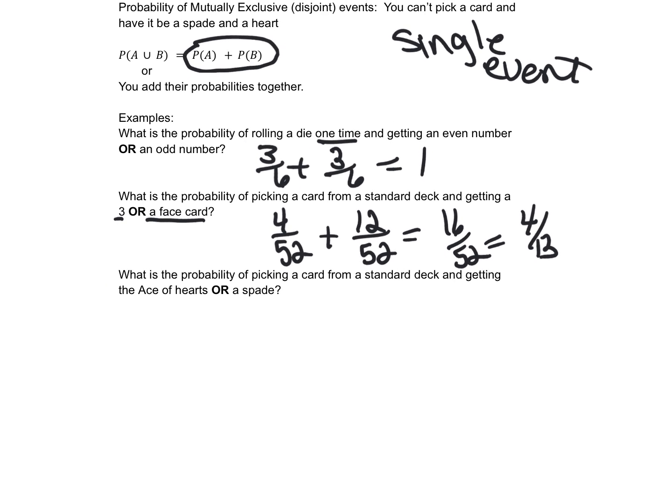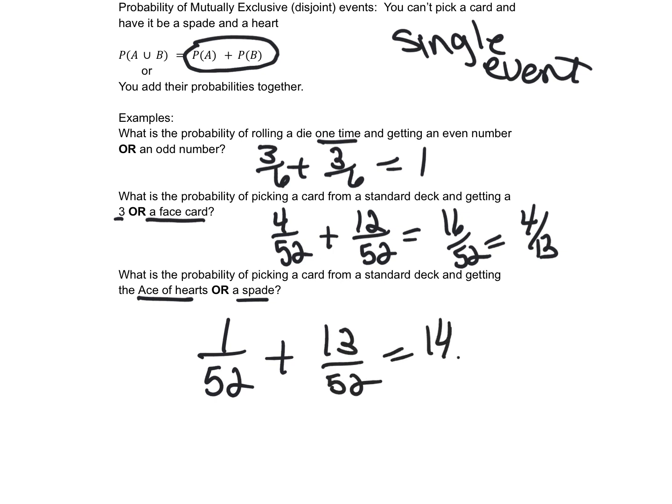Last one, probability of the ace of hearts or a spade. Okay, so the ace of hearts, there's 4 aces, but there's only 1 ace of hearts out of the 52. Spades, there are 13 spades out of 52, and we're just going to add our numerators together, denominator stays the same. So we'd have 14 out of 52 or 7 out of 26.